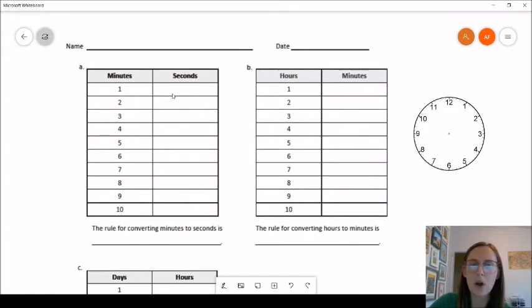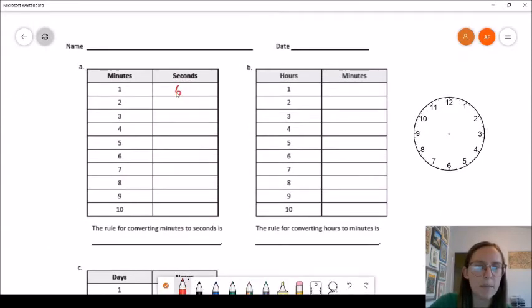How many seconds are there in a minute? There are 60 seconds in a minute. So if there are 60 seconds in a minute, how many seconds would be in 2 minutes? 120 seconds. How many seconds would be in 3 minutes? 180 seconds. Do you realize the pattern here? Each time we're adding on 60 seconds for each minute that we add on.